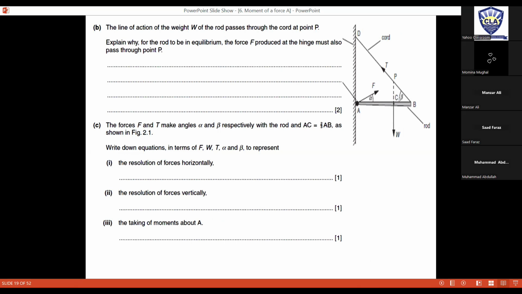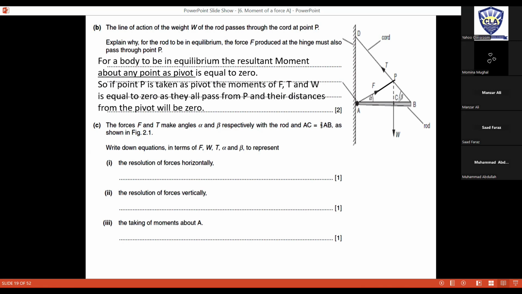Now remember that we had the condition that if the object is in equilibrium, the resultant moment about any point as pivot must be equal to zero. If these three forces are passing through P and we take P as the pivot, in that case, the resultant moment will become zero. That is why we say that all the three forces must be passing through the pivot, and pivot is our choice. We take the pivot as P, as the three forces are passing through P, so their respective moments will be zero and the resultant moment will also be zero.